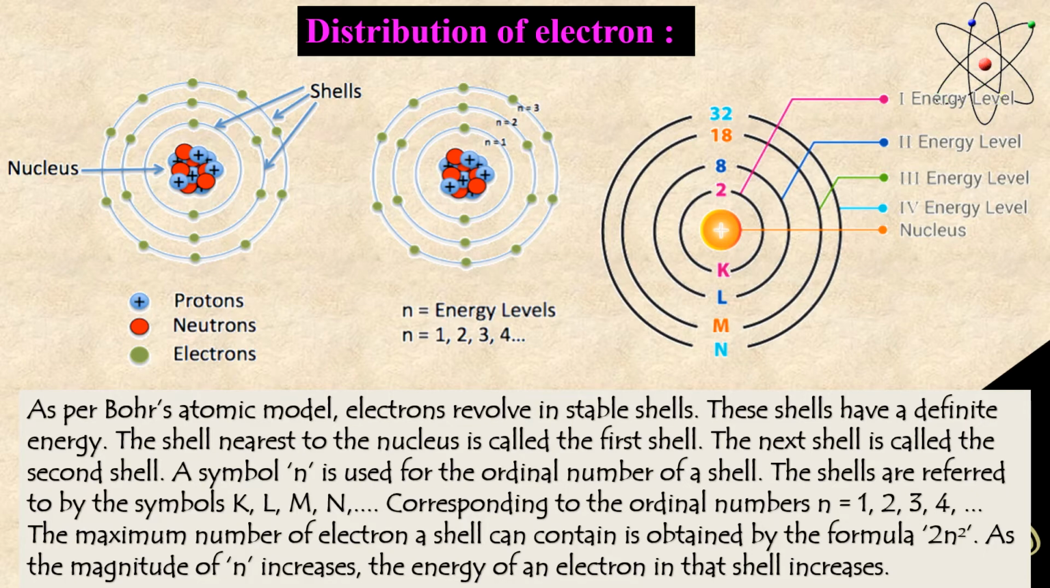Now K, which is our first ring, the first shell, has the power to accommodate 2 electrons in it, okay, whereas L can accommodate 8 electrons in it, M can accommodate 18 and N can accommodate 32 electrons in it. Okay, so you have to remember these things.